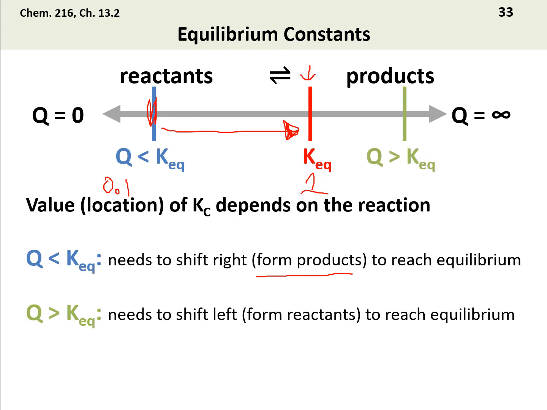Let's say we had the opposite case, where Q is greater than K. So here, let's say that Q is 2 and K is 1. What's going to happen is it's going to shift towards the left, forming reactants to reach equilibrium.